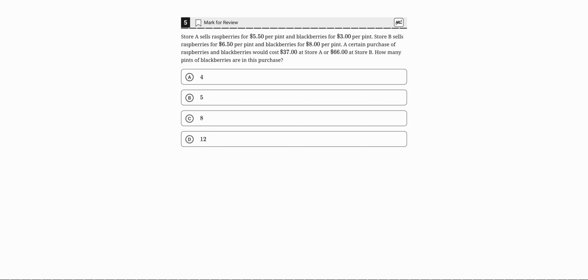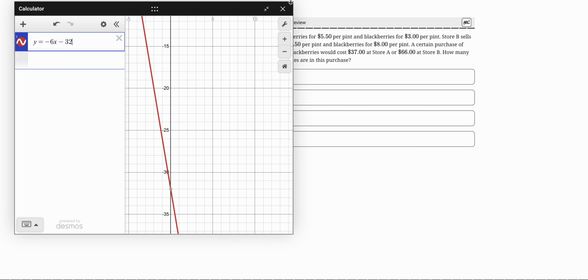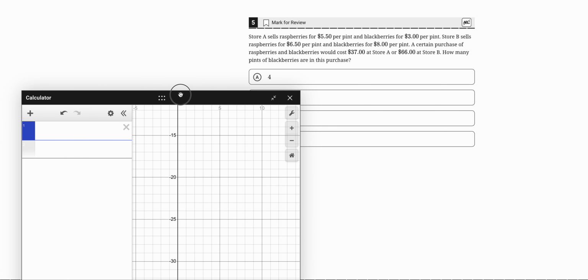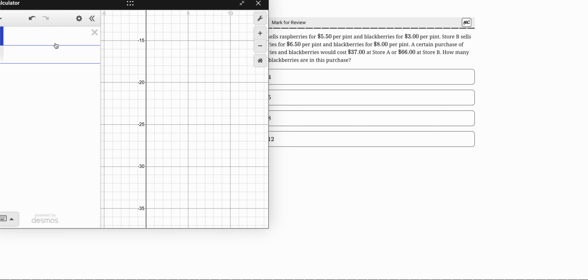All right, here. This is truly beautiful. $5.50 a pint, $3 a pint. That's raspberries, blackberries. Okay, so we're just going to turn this into something that we can feed Desmos. So the more you recognize that you can just throw things into Desmos. Look, here's my first equation. Let's let raspberries be x, so that's $5.50 for each pint of raspberries, plus $3 for each pint of blackberries, and that's at store A, so that's going to equal $37.